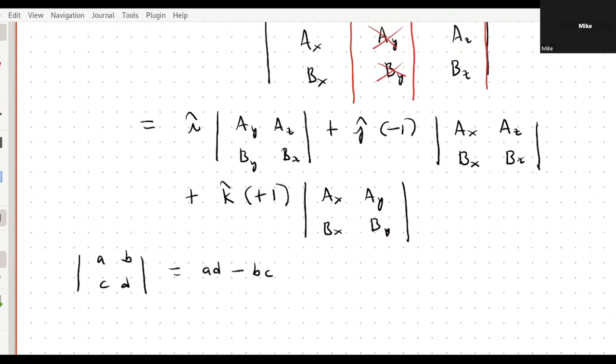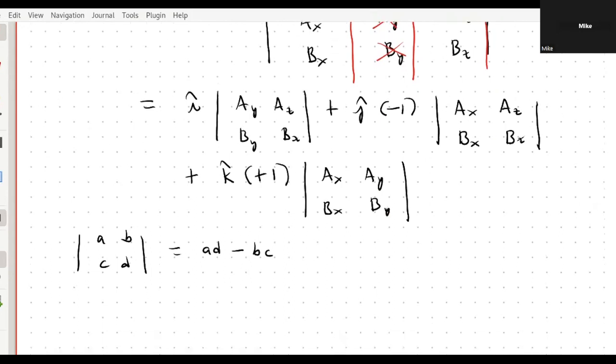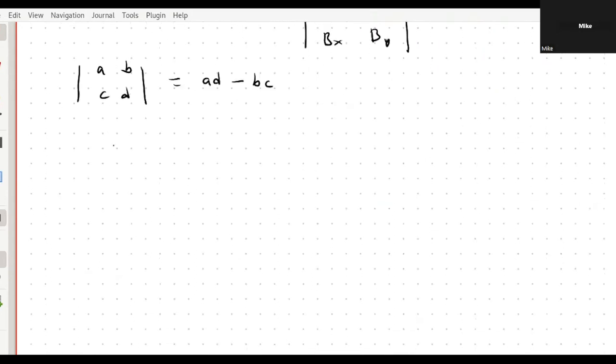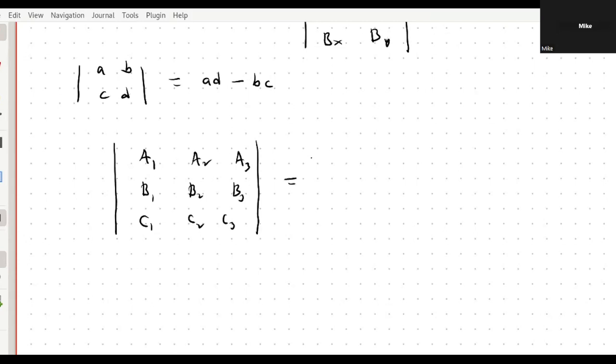Okay. In fact, the rule for this is if you have a 3x3 determinant A B C, halimbawa ito A1, A2, A3, B1, B2, B3, C1, C2, C3, you can use the expansion by minors. Ang tawag dyan ay yung Laplace expansion, I think. So A1, we start from the first row going to the right.